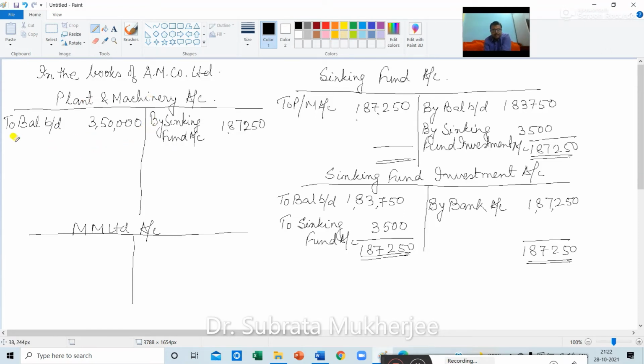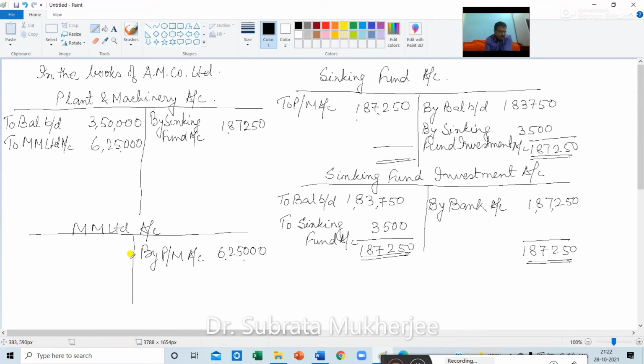So it is given in the question that new plant and machinery was purchased from MM Limited. So plant and machinery account debit to MM Limited account. I am writing here in plant and machinery account debit to MM Limited 6,25,000. Now in MM Limited I am writing by plant and machinery account 6,25,000.